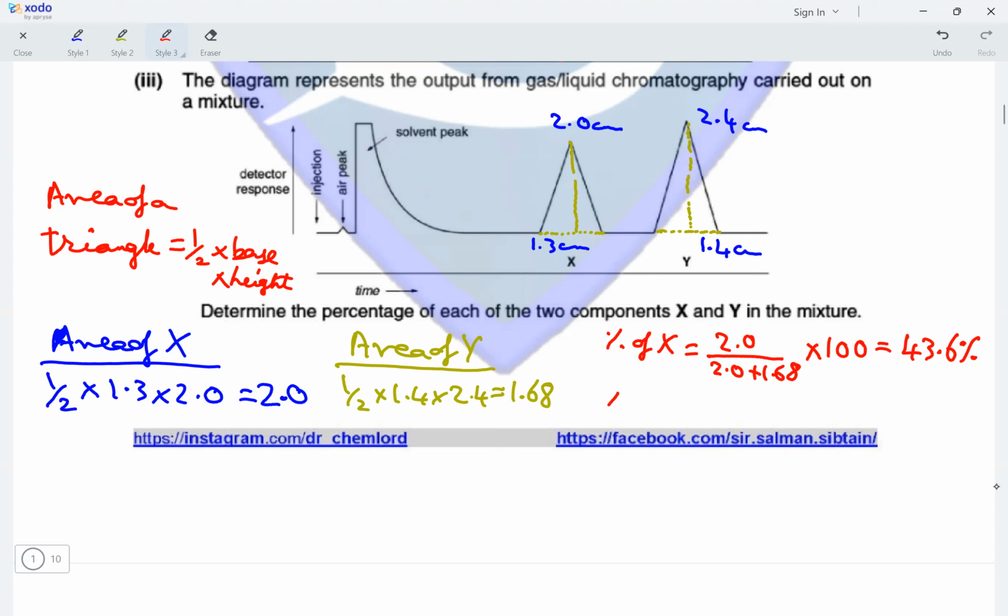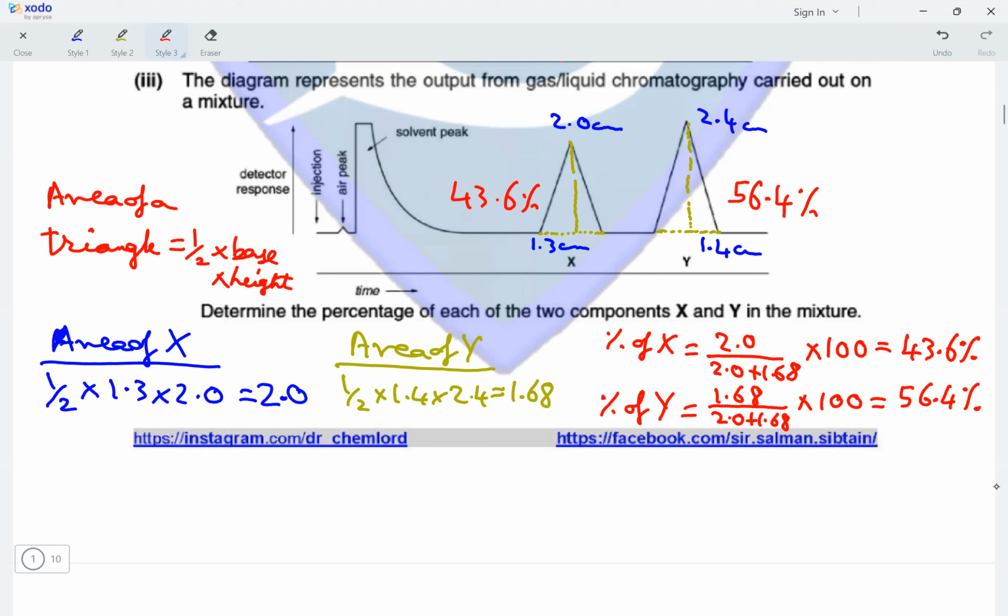For area of Y, we can do 100 minus 43.6, or we can use the same calculation as for X, that is percentage of Y is equal to 1.68 divided by 2.0 plus 1.68 into 100, and in both these ways we will get the same percentage value of 56.4%. So percentage of X is 43.6% in the sample, and percentage of Y is 56.4% in the sample.